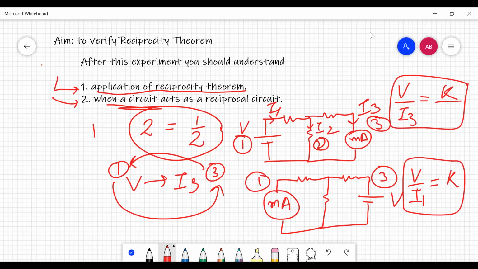So whenever any circuit gives me the ratio of V upon I3 and V upon I1, when the positions of milliammeter and voltage are interchanged and still the ratio is coming out to be equal, then we say that the reciprocity theorem is applicable to that circuit.